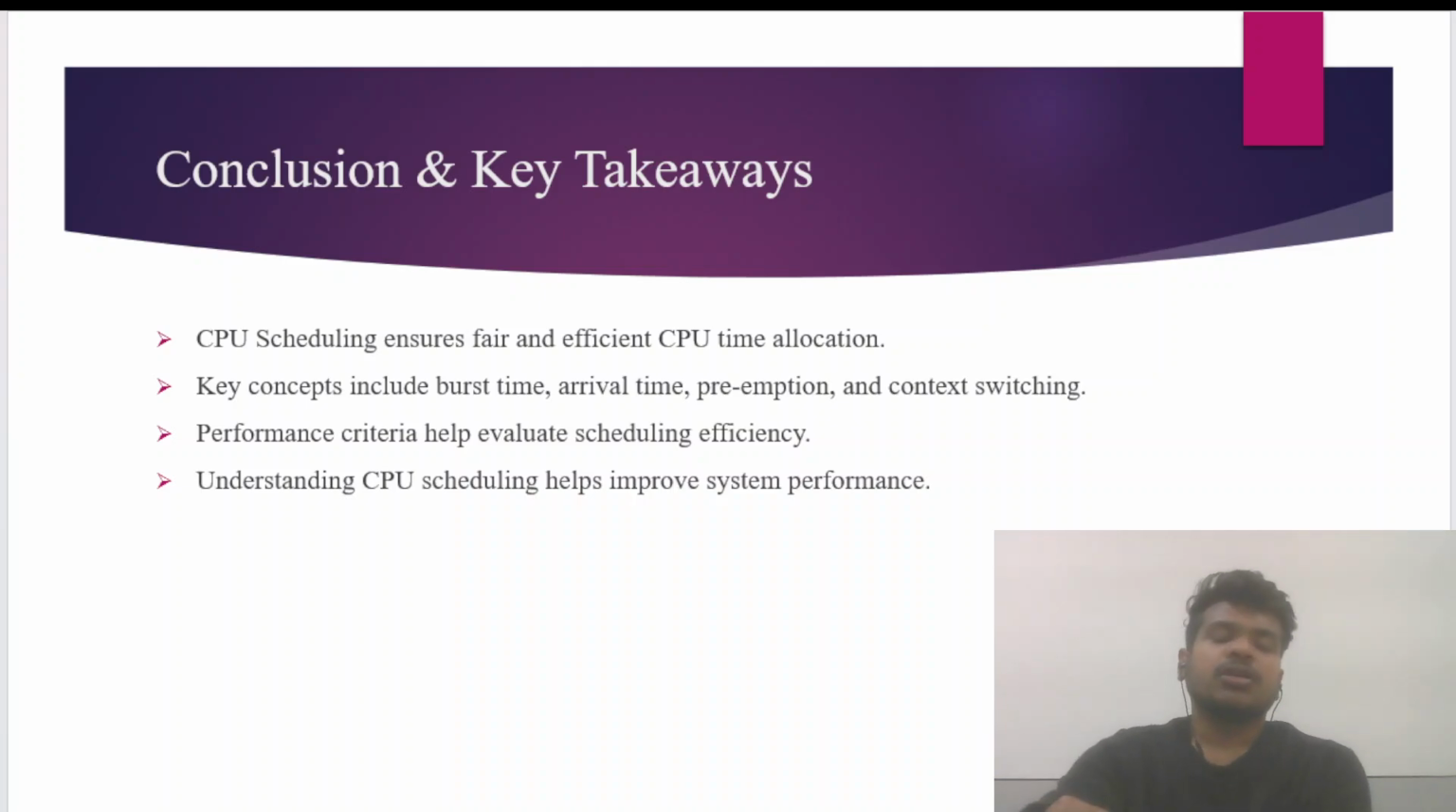Now, moving further, let us see what we have learned in today's lecture. Firstly, we have learned that CPU scheduling decides which process gets CPU time to ensure efficient multitasking. Then we learned about key scheduling concepts including burst time or execution time, arrival time, CPU cycle, and context switching. After that, we learned the performance criteria for deciding which scheduling algorithm is good or bad.